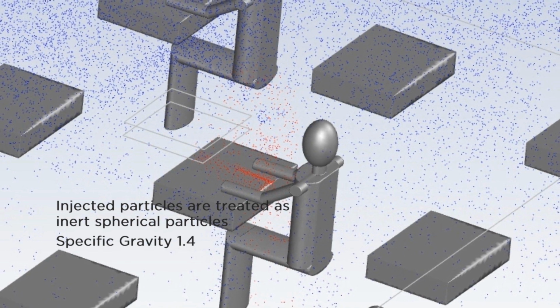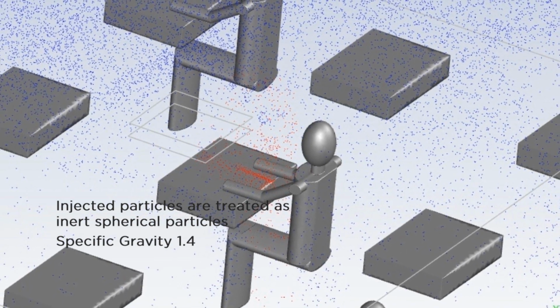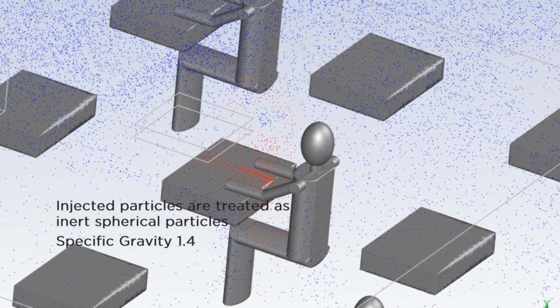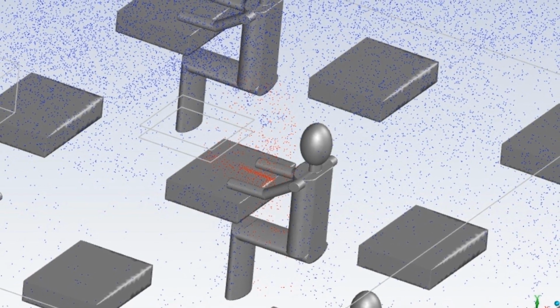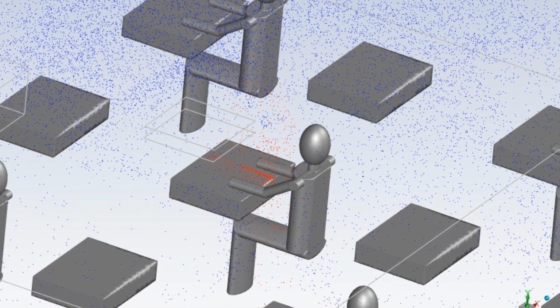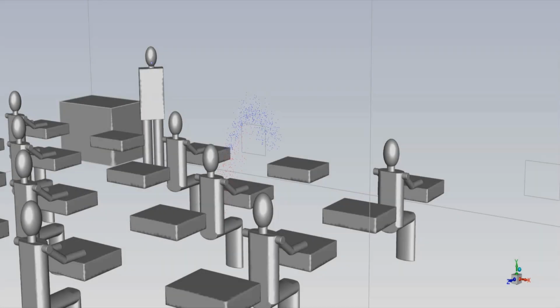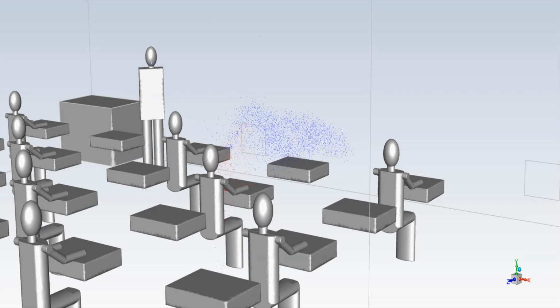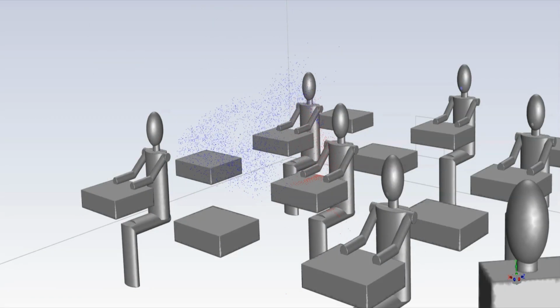Injected particles are treated as inert spherical particles with a specific gravity of 1.4. Particles do not undergo further desiccation, attrition, or agglomeration in the model space. In the first video clip, both particle sizes are injected from student 24, second row, fourth from the left side. For simplification, the discharge stream is continuous rather than pulsed as would occur in a typical breathing cycle. The discharge rate is equivalent to a person engaged in an active discussion.